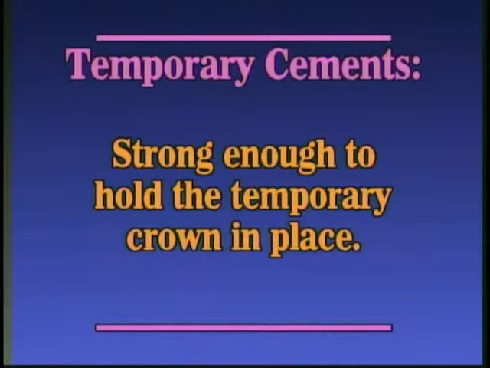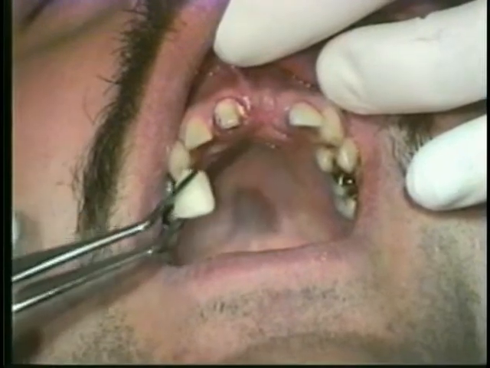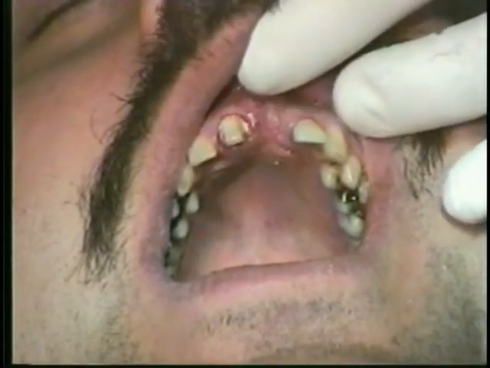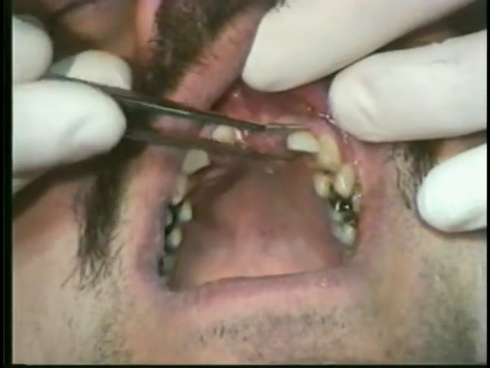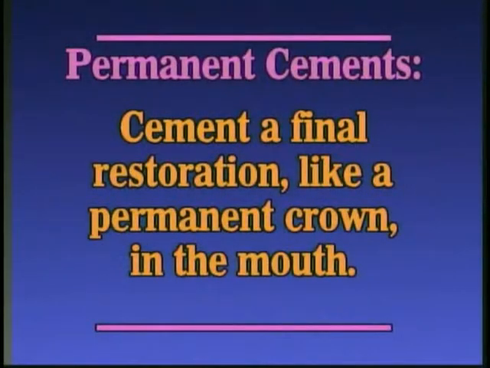Temporary cements are usually strong enough to hold the temporary crown in place, but still allow you to remove the temporary crown easily without having to hurt the patient when you need to cement the permanent crown. Permanent cements are used to cement a final restoration, like a permanent crown in the mouth. It's very difficult to remove a crown once it has been cemented with permanent cement.